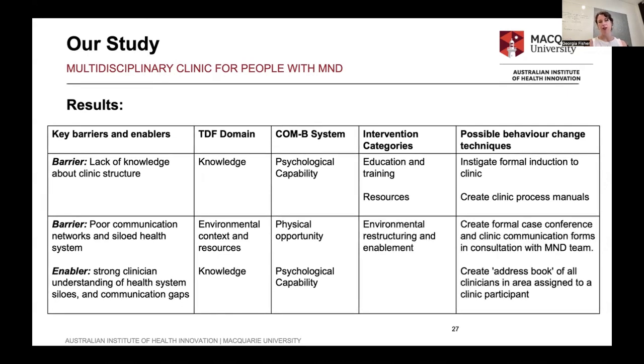However, if we wanted to stop using so many workarounds and start helping people to officially overcome the silos in the health system, we'd really look at environmental restructuring and enablement. So ways that we could specifically do this would be creating a formal case conference and clinic communication forms in consultation with the MND team and distributing those throughout the healthcare network so everyone understands what's going on at the clinic. And then potentially creating an address book of all clinicians in a particular area that are assigned to a clinic participant so everyone knows who they need to contact if they need to contact someone.